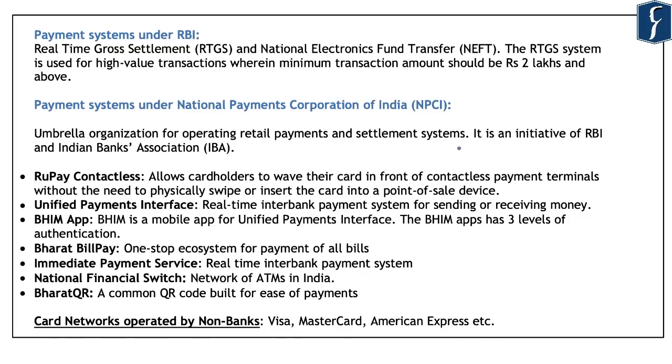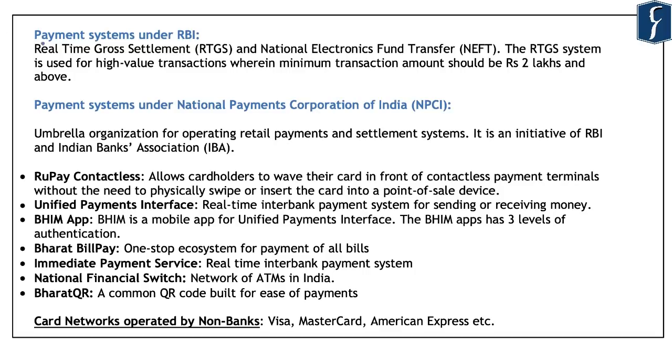Now regarding the payment and settlement system, you might be knowing that this is a system that facilitates transfer of money from payer to the beneficiary. And this payment system includes both paper-based payments such as checks and drafts, as well as electronic payment systems, for example, RTGS, NEFT, IMPS and UPI. So this is basically all about the payment and settlement system of India.